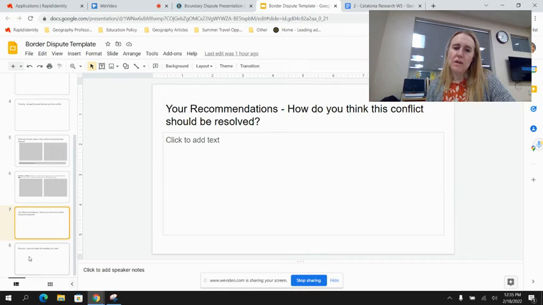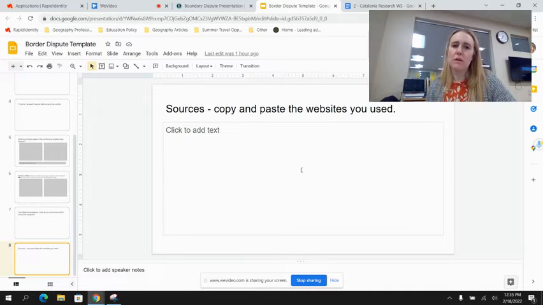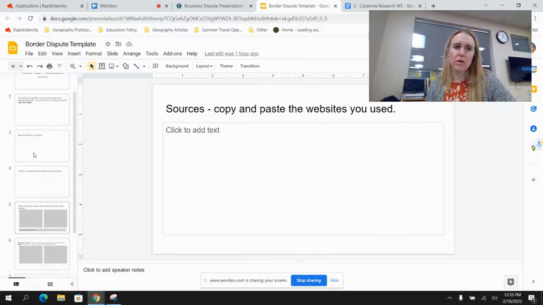How do you think this boundary dispute should be solved? Should Catalonia be able to break away from Spain? Should Somaliland be able to break away from Somalia? Or should they stay together? How should this conflict eventually be resolved? And then you're going to copy and paste the sources that you used.